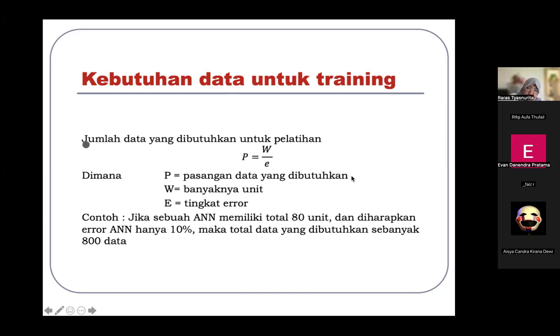So this is what you can use to know how much data I need for the training. This is based on the number of units divided by the error. So if I have my problem in 80 units and the expected error is 10%, then the total data that I need is 800 data.